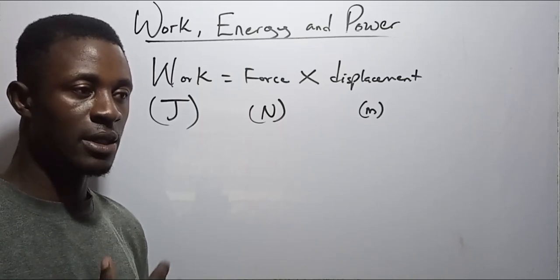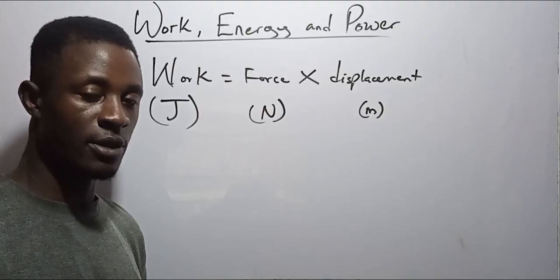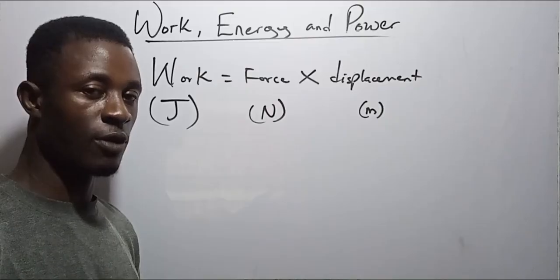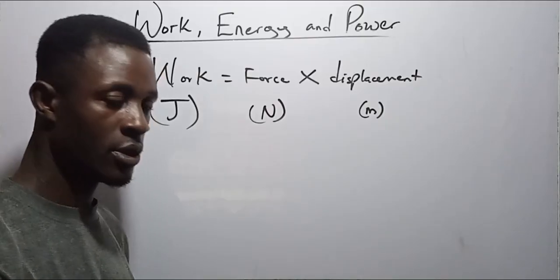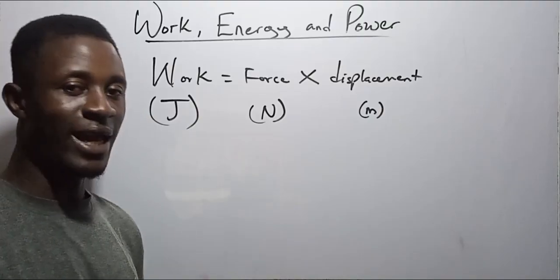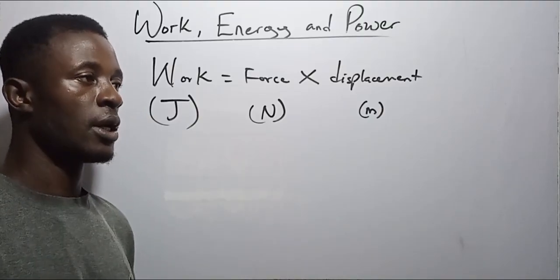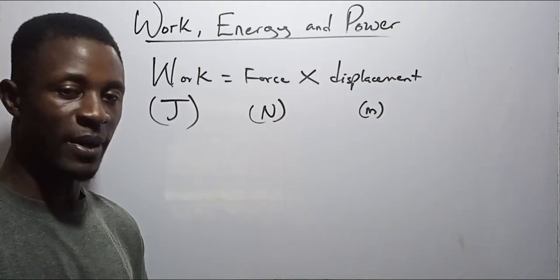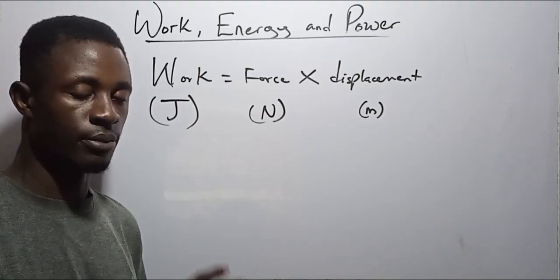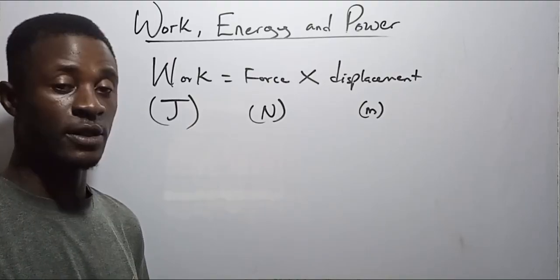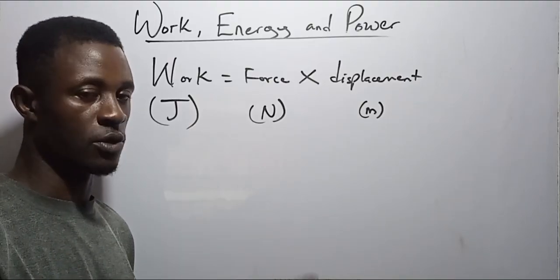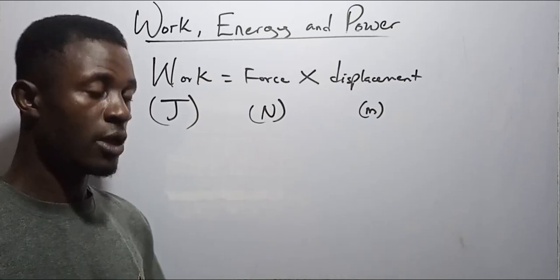So when the displacement vector and the vector of the force are in the same direction, something happens. When they are in opposite directions, something happens. When they are inclined at an angle, something happens. Or when they are perpendicular to each other, something happens. So I will show you the different scenarios of application of force on an object and what that force does in each case. So let me show you.